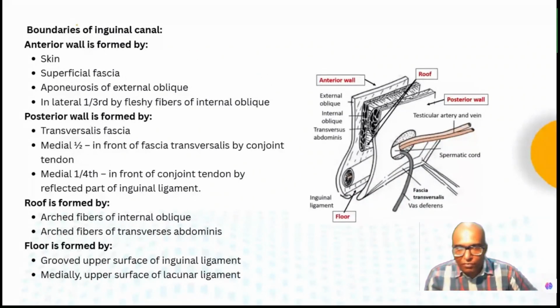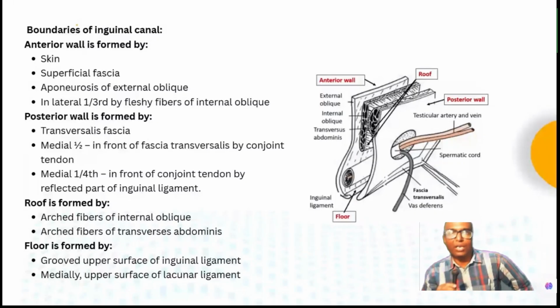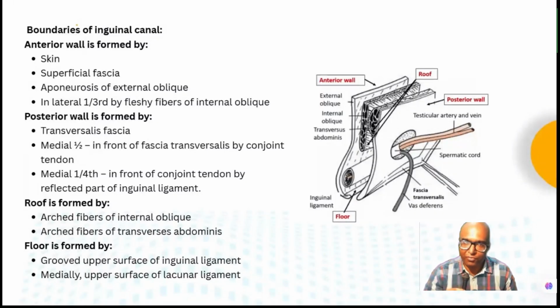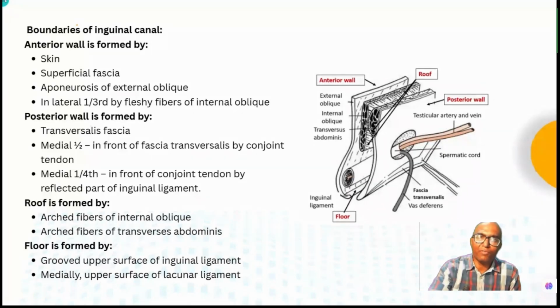So what are the boundaries of the inguinal canal? The anterior wall is formed by the skin, the superficial fascia, the aponeurosis of the external oblique muscle, and in the lateral one-third by the fleshy fibers of the internal oblique muscle. So that forms the anterior wall of the inguinal canal.